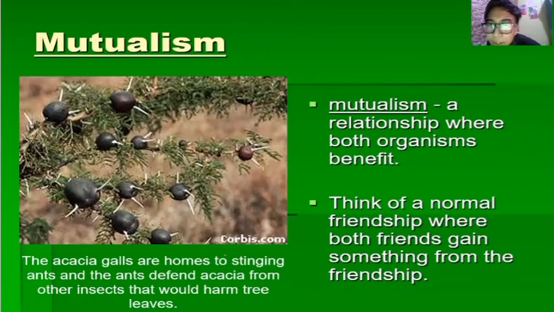Now, mutualism is a relationship where both organisms benefit. The most highlighted word here is that both organisms would benefit. Okay, so take a look at this picture here on the left side. The acacia galls are homes to stinging ants, and the ants defend the acacia from other insects that would harm the tree leaves. So it is about the relationship of the ants and the acacia tree. These ants would benefit the tree as well as the tree benefits the ants.